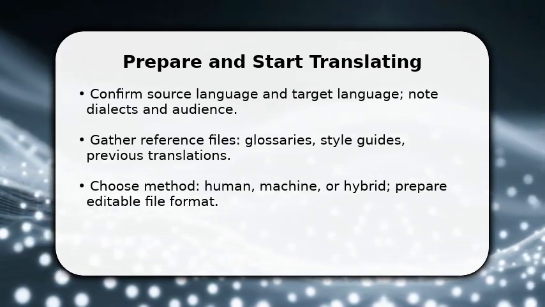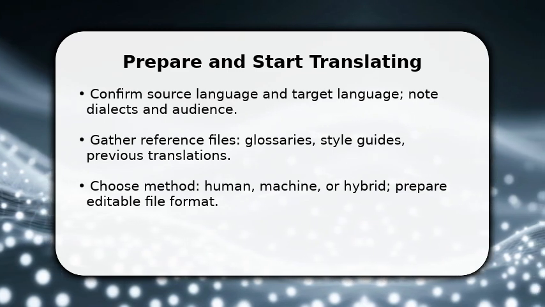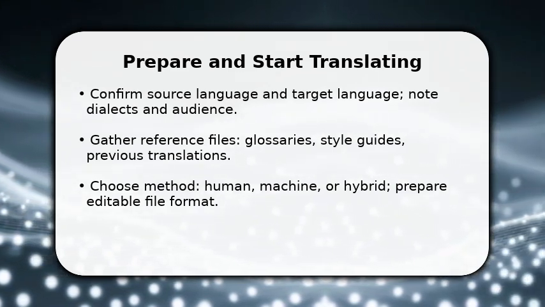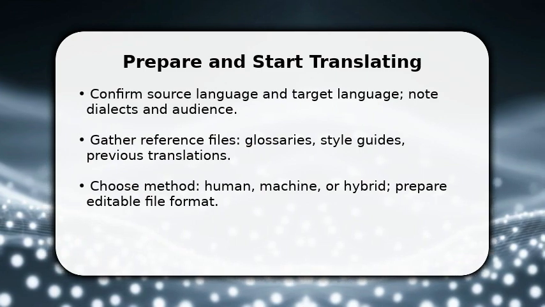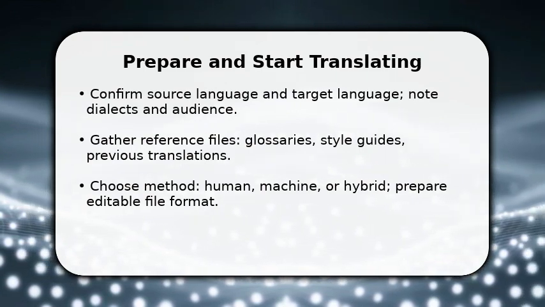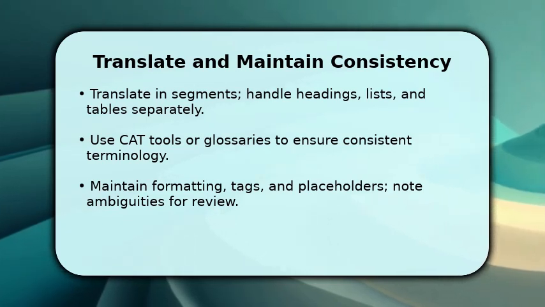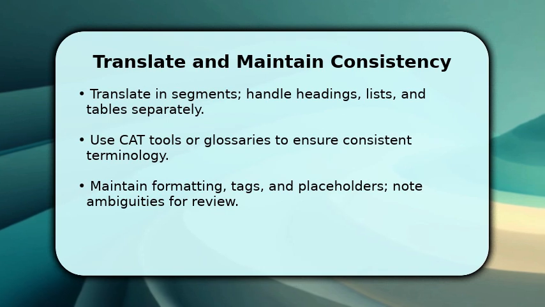Once done, set up version control and name your files clearly so every change is trackable, and you can revert if needed. You now translate section by section, starting with headings and user-facing text, then move to body copy and tables. Break complex sentences into manageable segments.